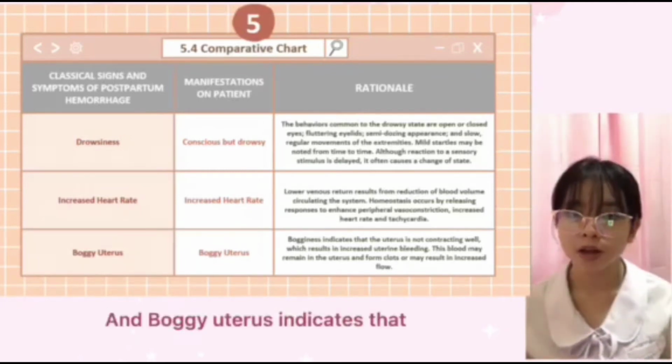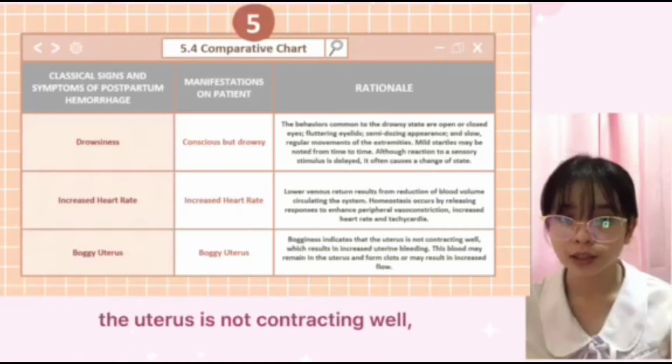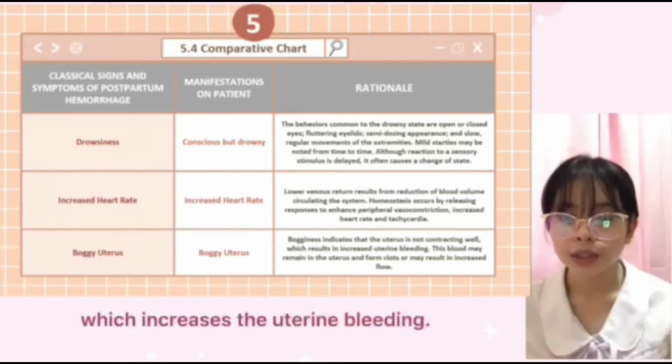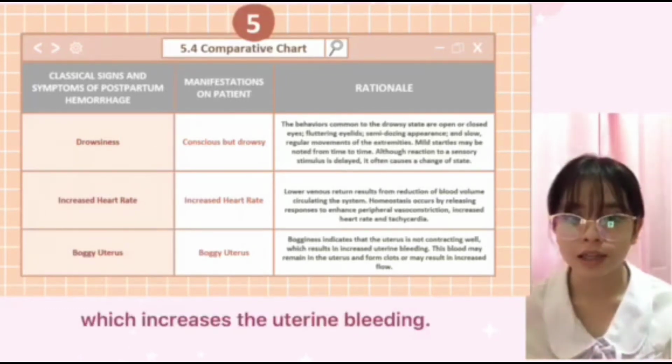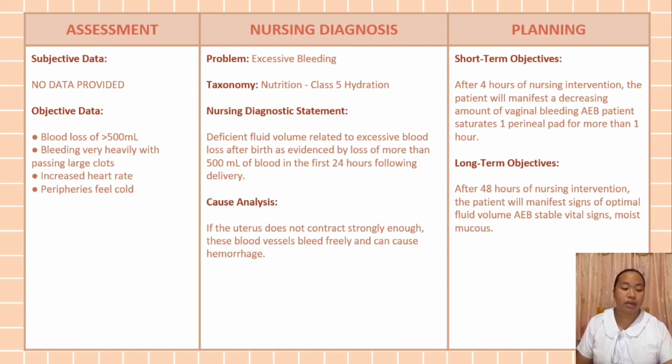And boggy uterus indicates that the uterus is not contracting well, which increases the uterine bleeding. So now we are in nursing care plan. So this is nursing care plan number 1. So in assessment, objective data, blood loss of approximately 500 ml, increased heart rate 112 beats per minute, and drowsiness.